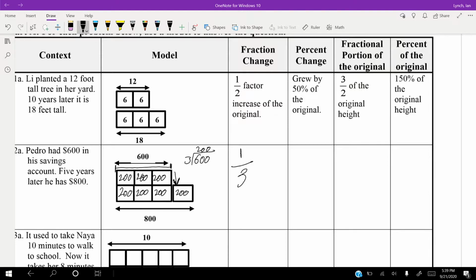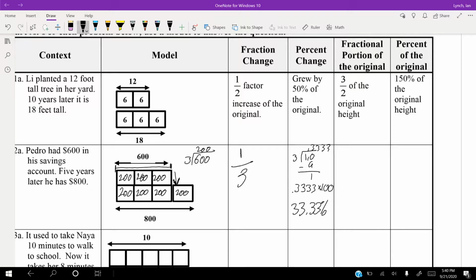Now, for percent change, we need to convert this fraction to a decimal, or to a percent. So we're going to take 1 divided by 3. Well, that doesn't go in, so we're going to put a decimal here. 0, that goes in 3 times, which gives us 9. Subtract, 1, and it's just going to keep repeating here. So we take this decimal, 0.3333, multiply that by 100, and we're going to get 33.33% increase. This is cool stuff, right, guys? This is just some amazing, awesome stuff.